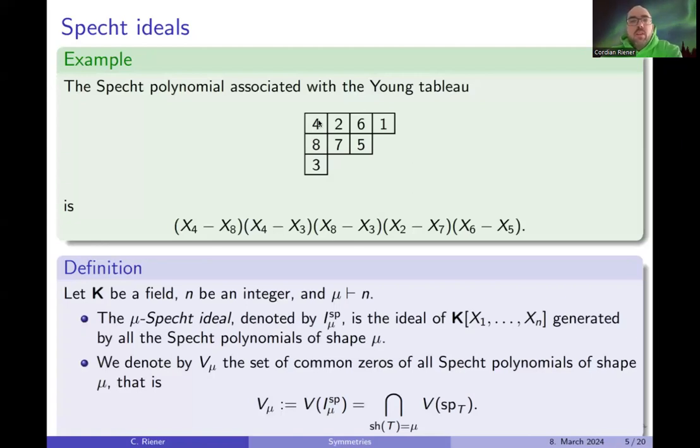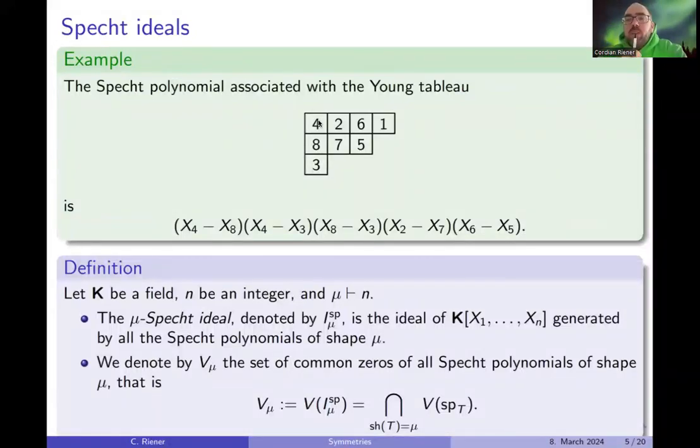Can the column entries be the same? Say again, sorry, I didn't hear it. If the Young tableau contains the same column entry, what happens in that case? For example, we have 4, 8, and 3 in the first column. What if we have 4, 4, and 3? Oh, you're absolutely right. Here, the numbers need to be distinct.